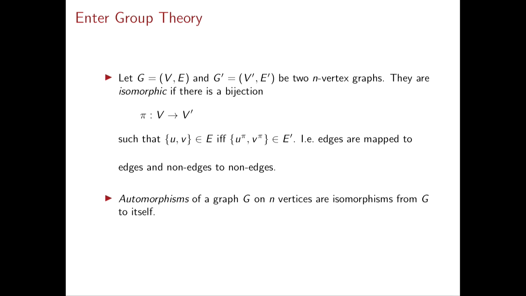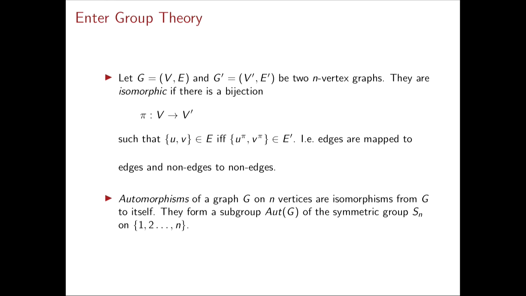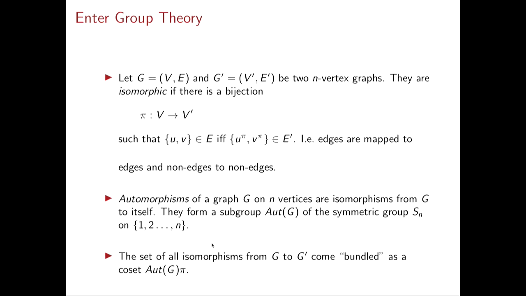And automorphisms of a graph are isomorphisms from G to itself. And they form a group, because two automorphisms obviously combine together in the obvious sense, and when you compose them, that will also be an automorphism. They form the subgroup Aut G of the symmetric group on 1 to n. If the vertex set V is 1 to n, then Aut G is going to be a subgroup of the symmetric group on these n vertices. And the nice thing is that the set of all solutions to the graph isomorphism problem is just a right coset of Aut G. You can think of it as Aut G pi.